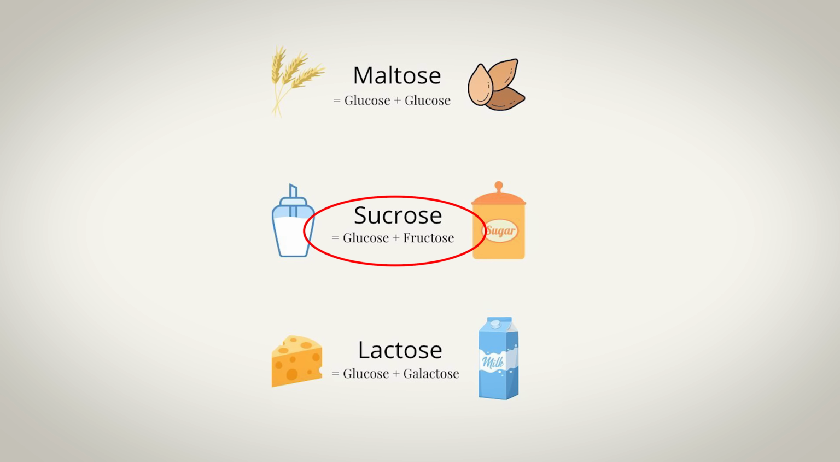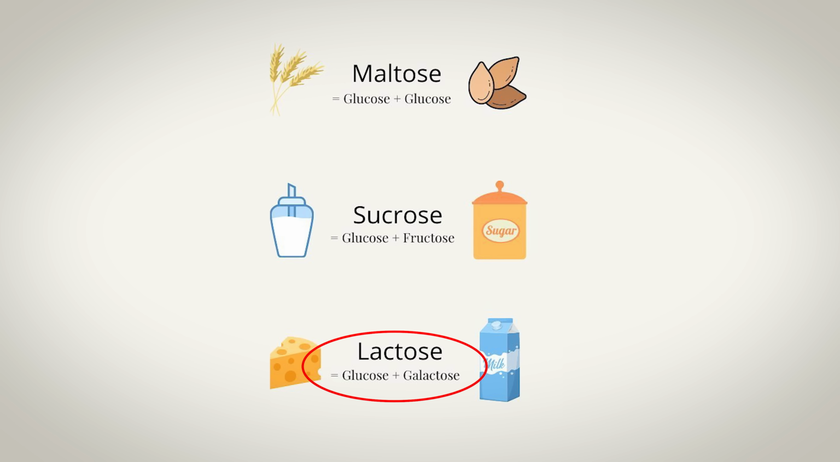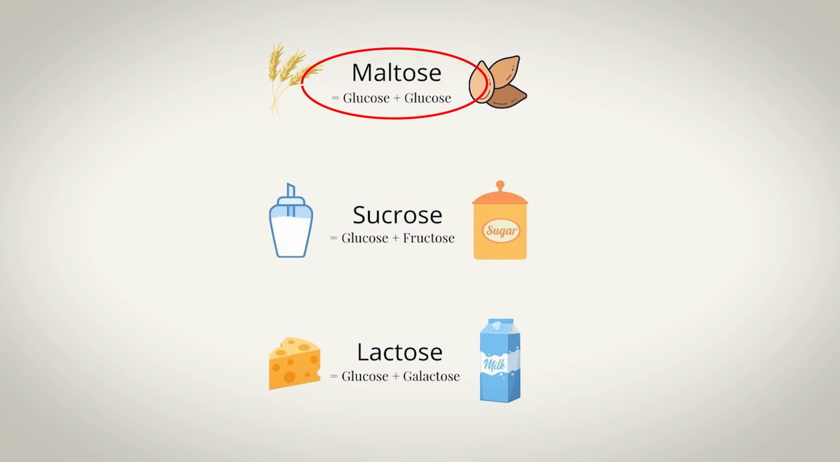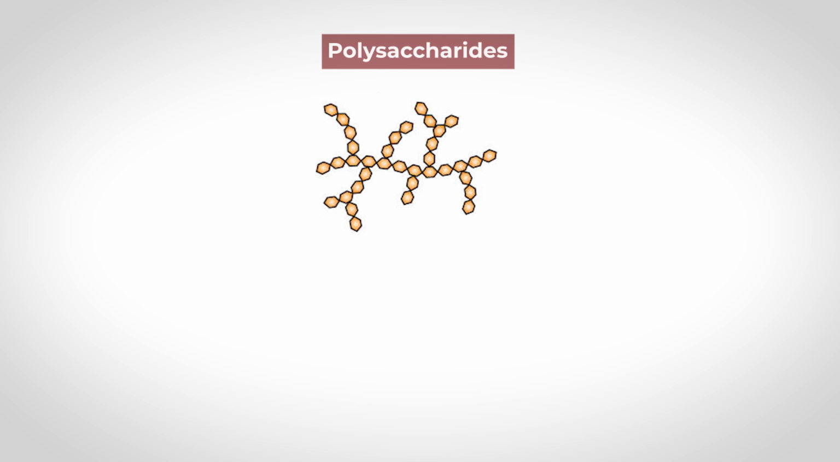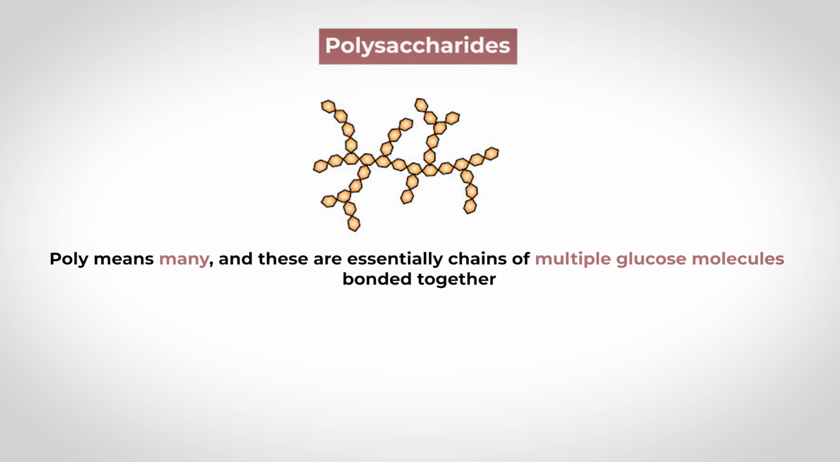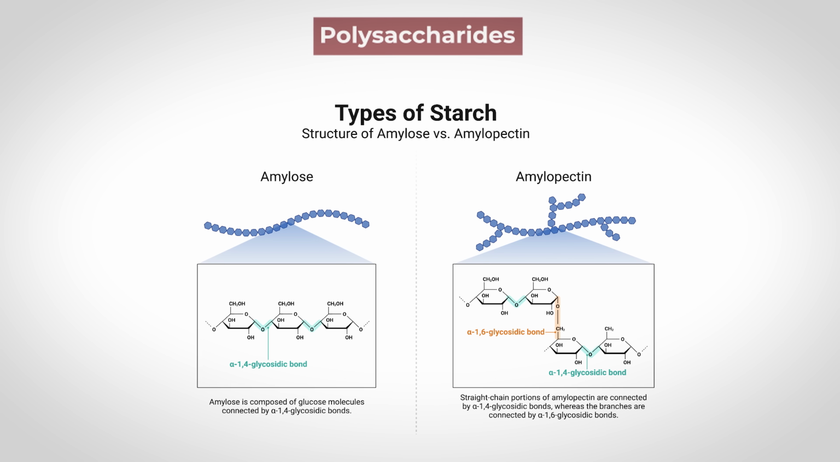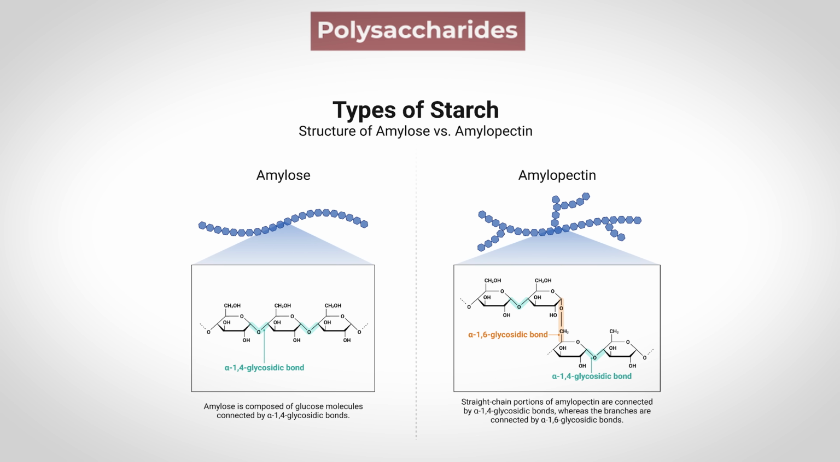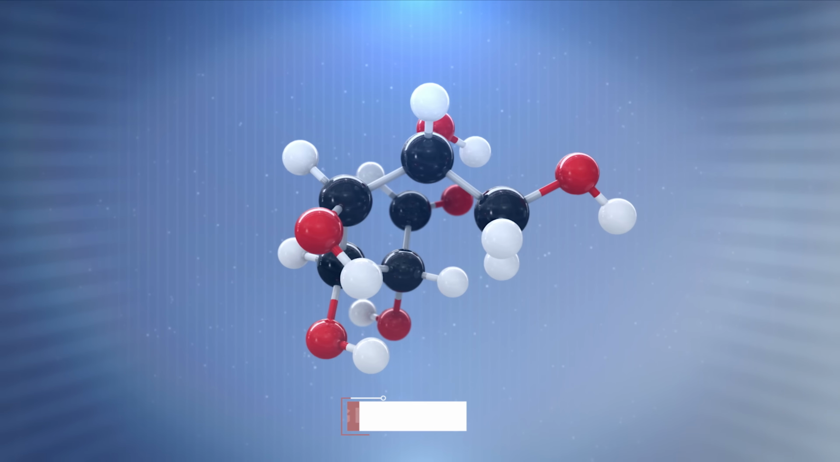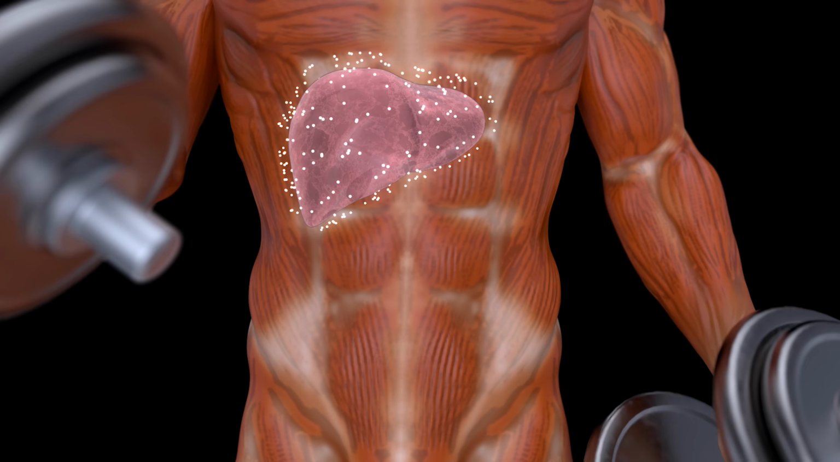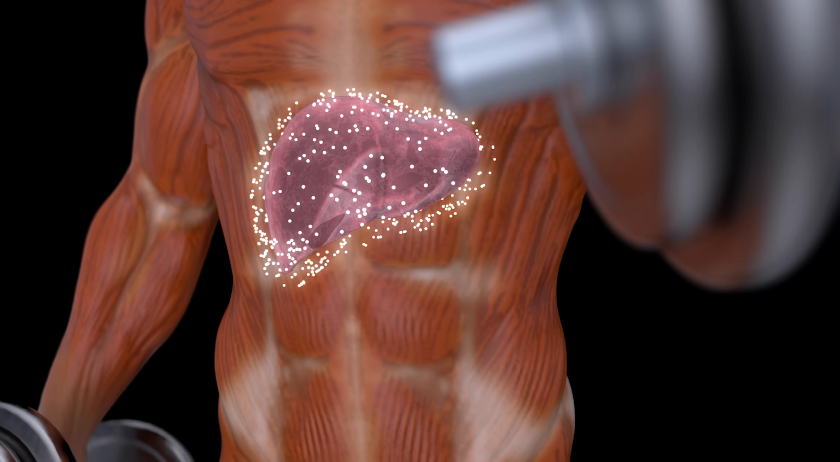Sucrose, which is table sugar, is a glucose and fructose bonded together. Lactose, the milk sugar, is glucose and galactose bonded together. And the lesser well-known maltose is two glucose molecules bonded together. And then there are the polysaccharides. Poly means many, and these are essentially chains of multiple glucose molecules bonded together. And in food, these are found as amylose and amylopectin, which are sometimes also just referred to as starches. But the polysaccharides also include fiber, which we lack the enzymes to break down. And our bodies also store another polysaccharide called glycogen, and it stores this glycogen in the liver and muscles. And we'll talk more about muscle glycogen storage in just a little bit.